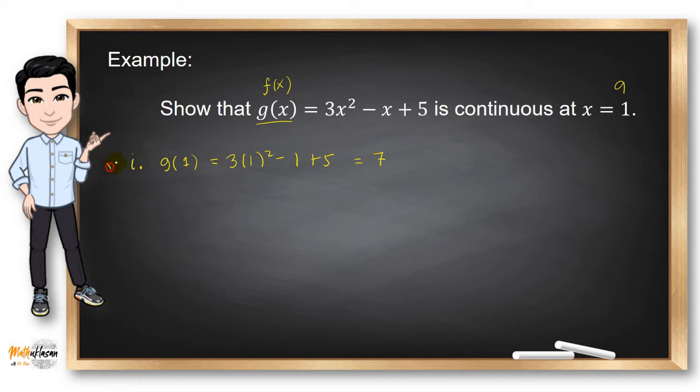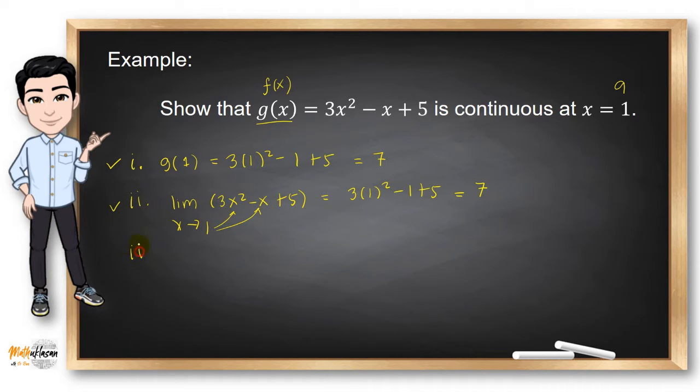So, check tayo sa first test na g of 1 does exist and g of 1 is 7. Ngayon, yung pangalawa naman, kailangan nating i-check kung yung limit ng g of x natin, which in this case is 3x squared minus x plus 5, as x approaches a, in this case is 1, does exist. At using the limit properties, all we need to do is to substitute a here to the values of x here. Diba? So, we'll have 3 times 1 squared minus 1 plus 5. And notice that parehas lang ang sagot, which is 7.